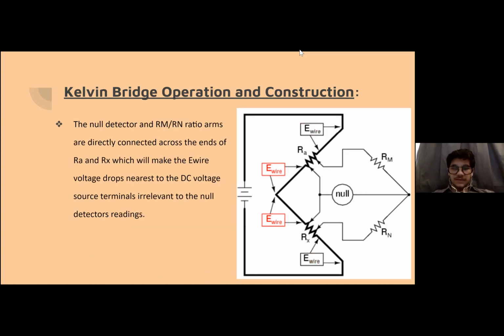To avoid measuring these substantial stray resistances and only measure Rx, the null detector and Rm over Rn ratio arms are directly connected across the ends of Ra and Rx, which will make the E-wire voltage drops nearest to the DC voltage source terminals relevant to the null detector's readings. Next slide, please.